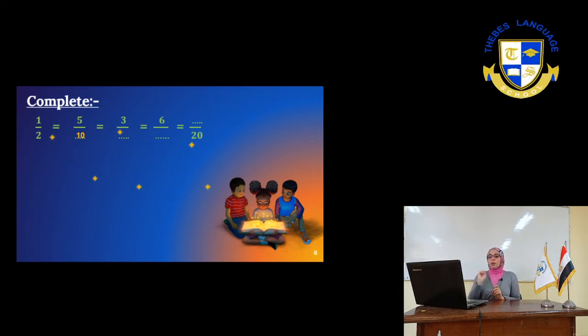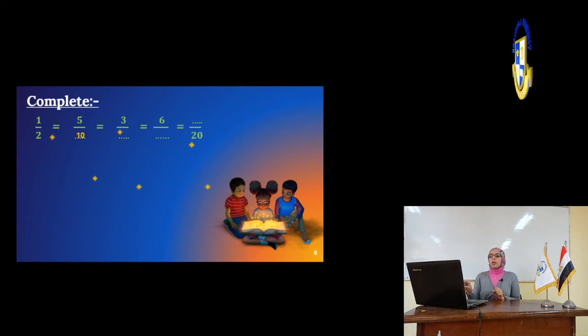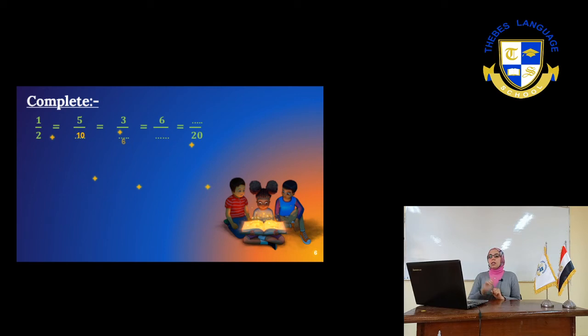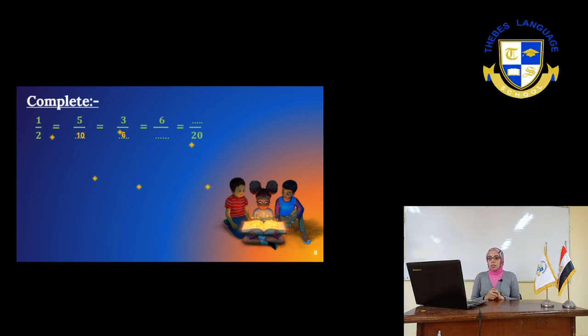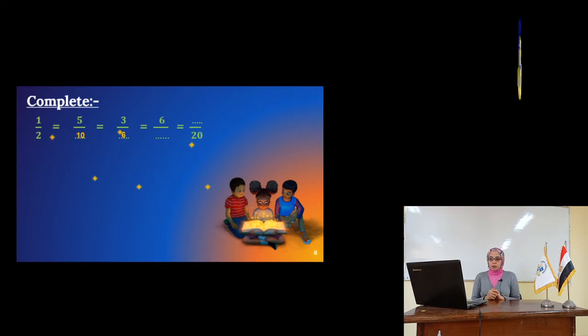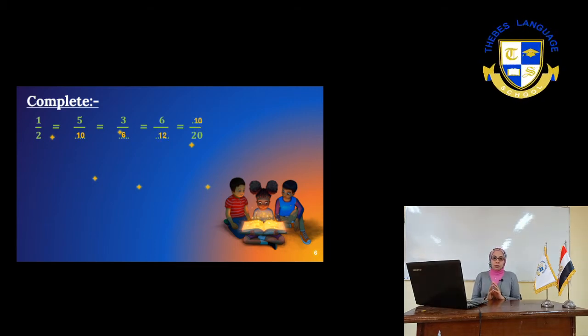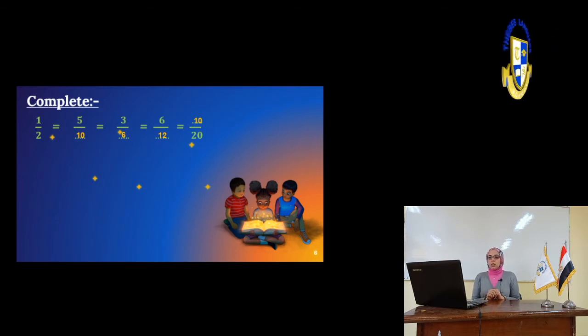1 becomes 3, so we'll multiply it by 3. Multiply 2 by 3, it will be 6. The same, 1 becomes 6. We multiply it by 6. Multiply 2 by 6, it will be 12. 2 becomes 20. It becomes bigger, so we multiply it by 10. We will multiply 1 also by 10. It will be 10 over 20.